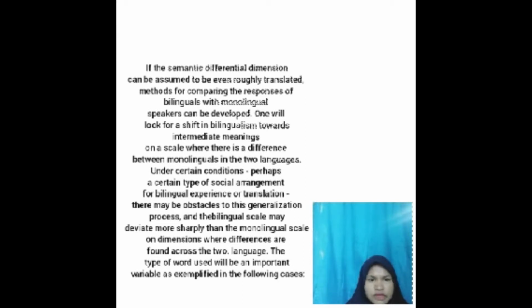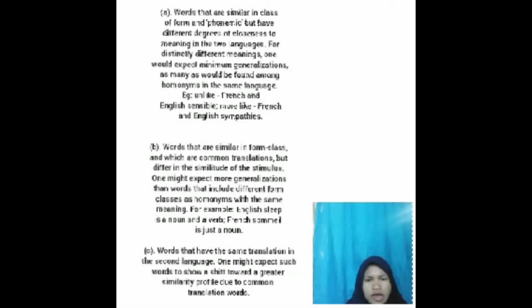There might be obstacles to this generalization process: the bilingual scale might divide more sharply than the monolingual scale, where differences are found across the two languages. The type of word used will be an important variable, as explained in the following cases. A. Words that are similar in class, form, and phonemic form but have different degrees of closeness to meaning in the two languages. For these currently different meanings, one might expect minimum generalization, as would be found among homonyms in the same language, unlike French and English insensibly more like French and English in phonetics.